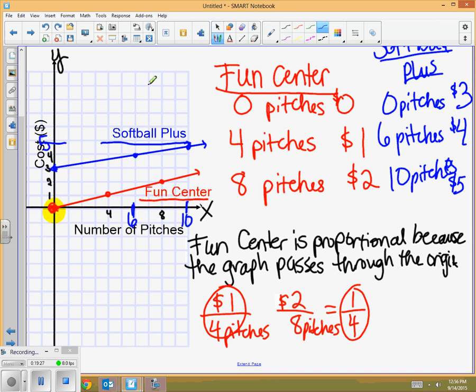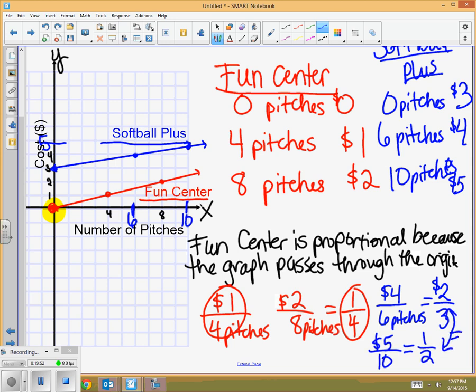To double check our thinking for Softball Plus, let's start with $4. $4 is 6 pitches. This reduces to 2/3, or $2 for 3 pitches. For $5, you get 10 pitches. This reduces to 1/2. You can see that these two are not proportional. Therefore, Softball Plus is not a proportional relationship.